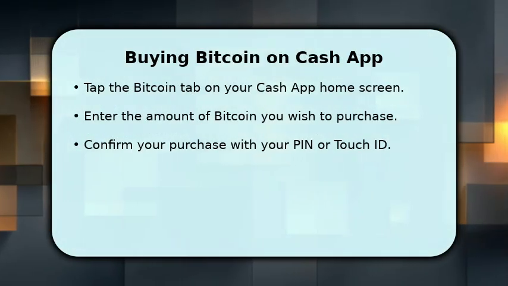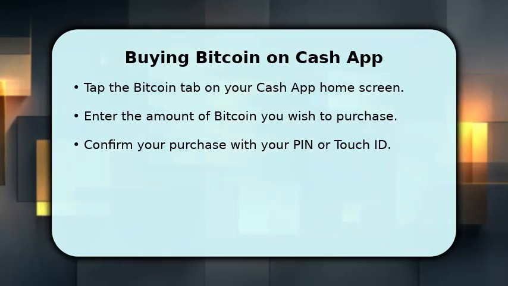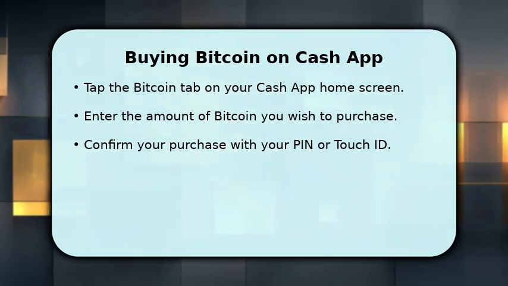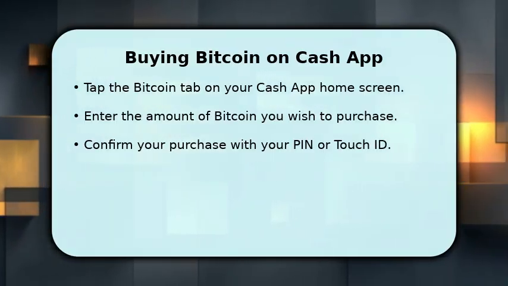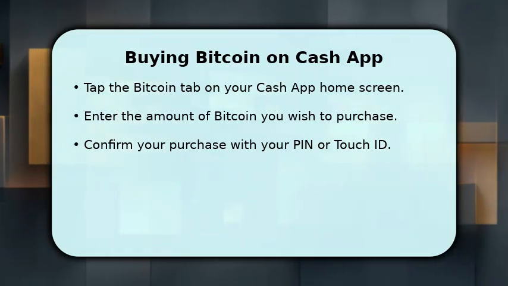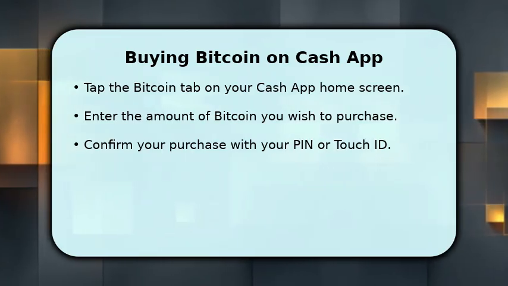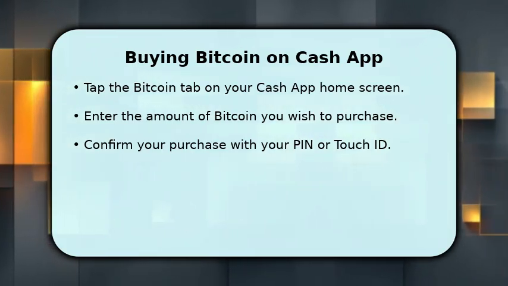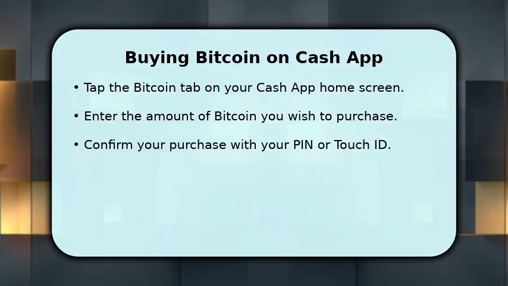After enabling Bitcoin features, buying Bitcoin is straightforward. Navigate to the Bitcoin section, often found on the Home or Investing tab. Tap the Buy button and enter the desired amount you wish to purchase. Cash App allows you to buy Bitcoin with as little as $1. Confirm your transaction using your PIN or Touch ID, and your Bitcoin will be added to your wallet almost instantly.